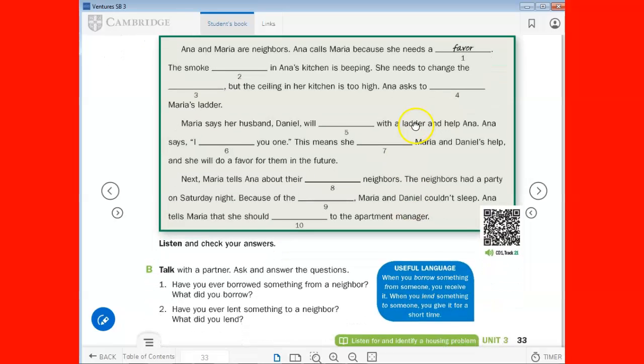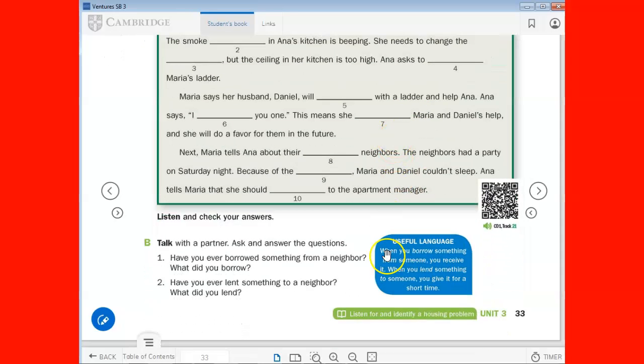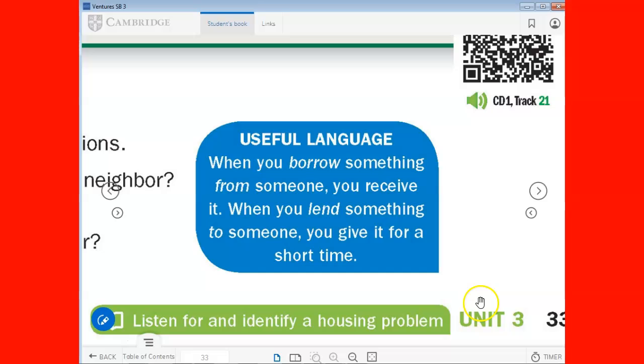Again, just as a reminder, you'll see this little box down here at the bottom. I'm going to blow it up. Let's take a look at it. It's a definition of 2 words.